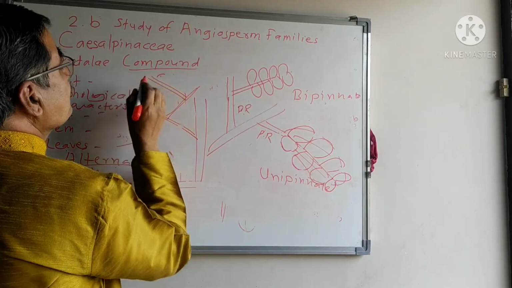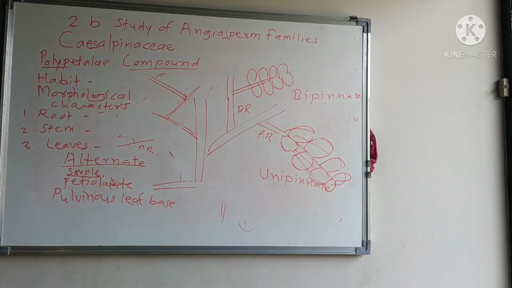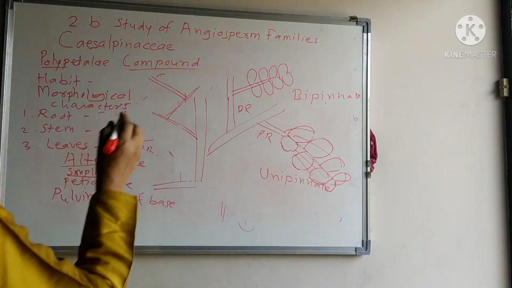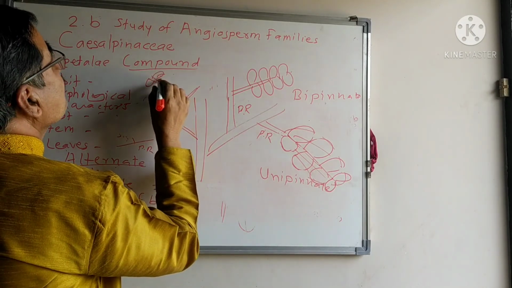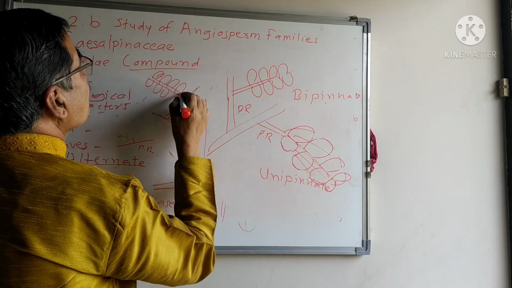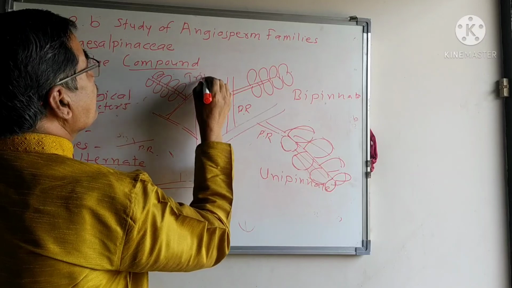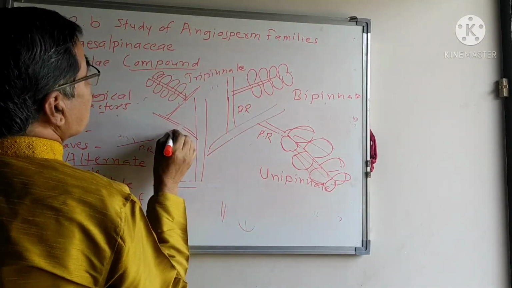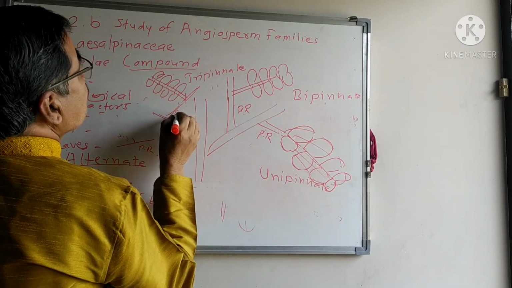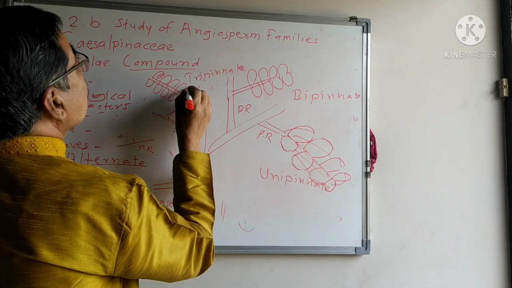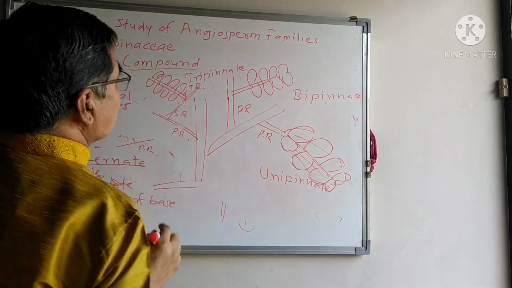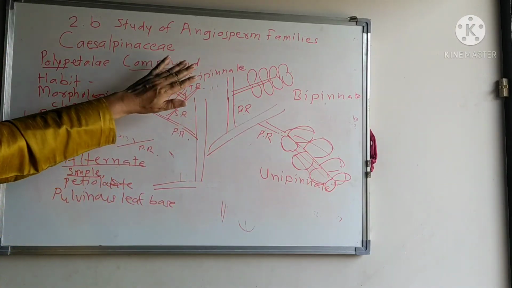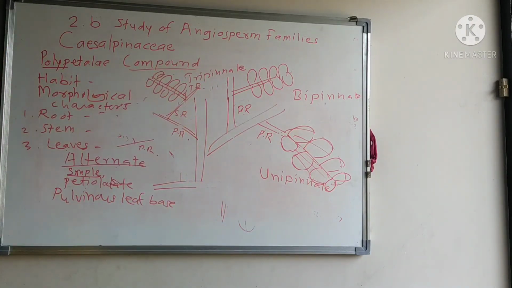In some species, this one is the primary rachis, this one the secondary rachis, and on the tertiary rachis the leaflets are produced. Then they are known as tripinnate compound leaves. Meaning this is the primary rachis, this the secondary rachis, and the third one is the tertiary rachis. Leaflets are produced on it, known as tripinnate compound leaves.